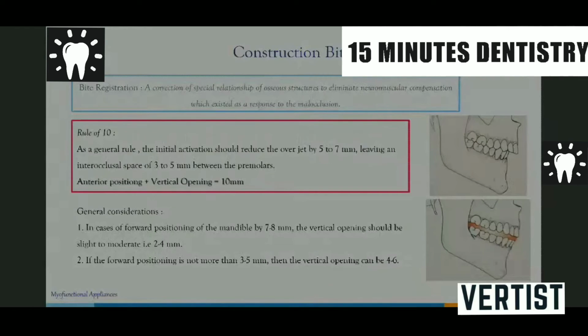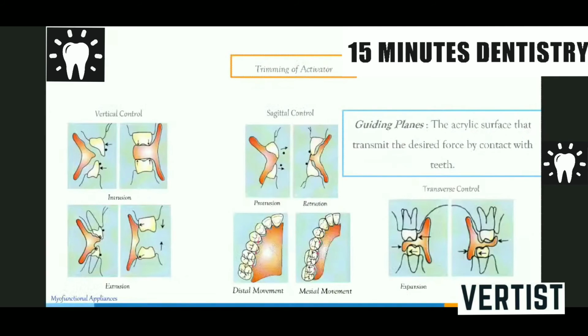Now, another important question that is asked is trimming of the activator. What are guiding planes? The acrylic surface that transmits the desired force by the contact of the teeth. So, in order to guide the eruption of these teeth, because most of these myofunctional appliances are given during mixed dentition stages, the trimming of the activator is done. For example, if we need intrusion of the anterior teeth, then the acrylic is only given on the incisal edges or incisal tips of the teeth, and the labial bow is placed below the maximum convexity of the tooth.